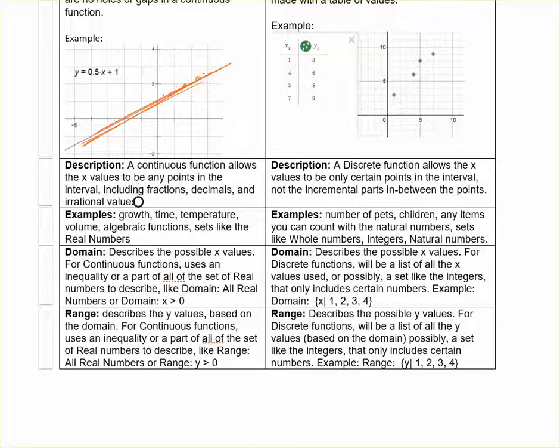In a discrete function, there are no points in between the points that are listed. There's nothing there. There's no data there. We do not include the fractional or decimal values that are in between the points that are on the graph.